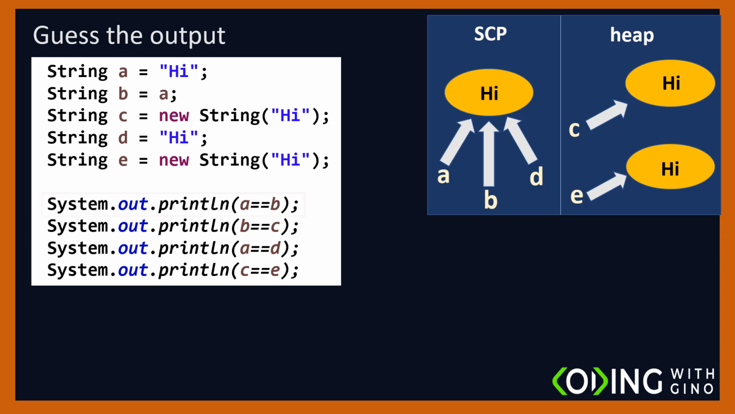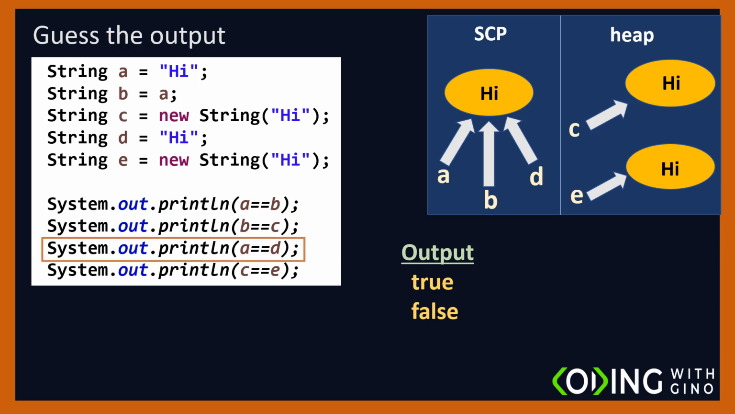Okay, is A double equal to B? Always remember that this operator checks if two references are pointing to the same object or not. A and B refer to the same object, so output is true. Next, B and C refer to different objects as you can see, so next SOPLN prints false.